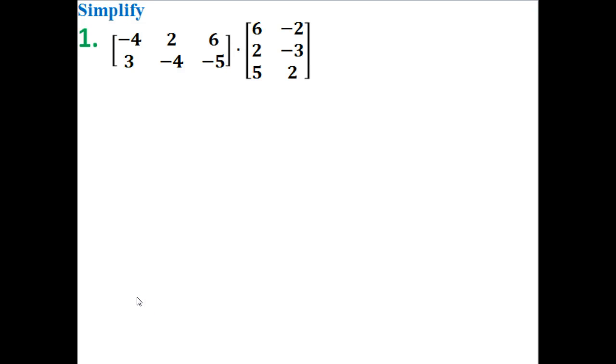We're asked to multiply these two matrices together. And before we can get into the calculations of actually how to do it, we need to determine if we can do it. Some matrices cannot be multiplied by other matrices. And so we'll kind of get into that.